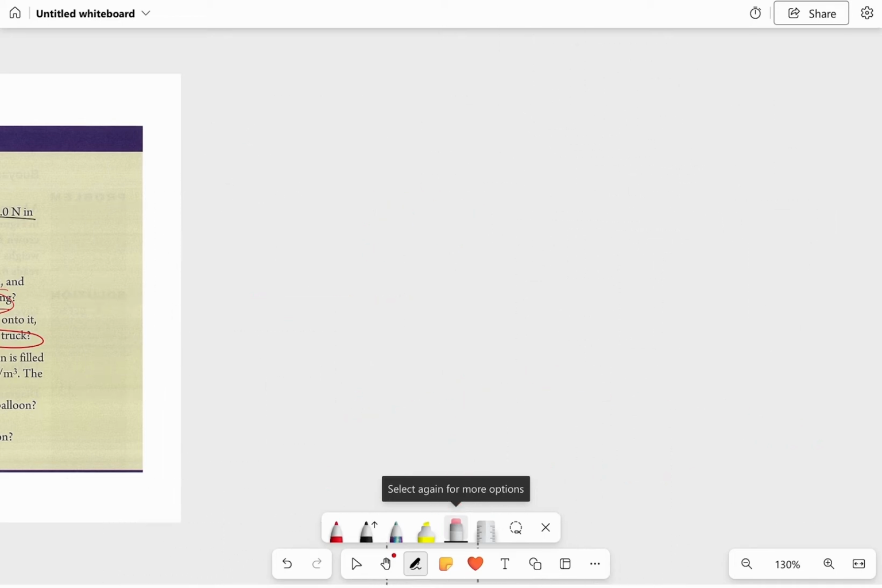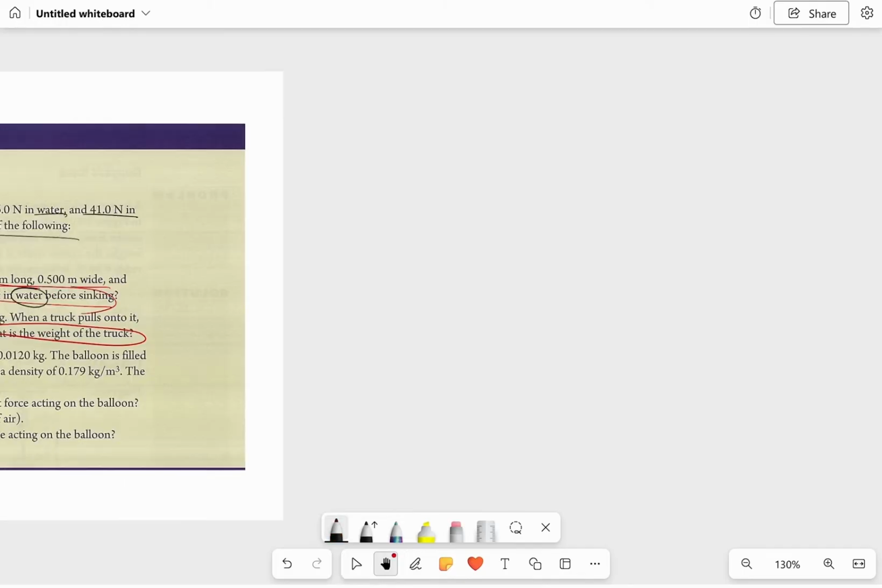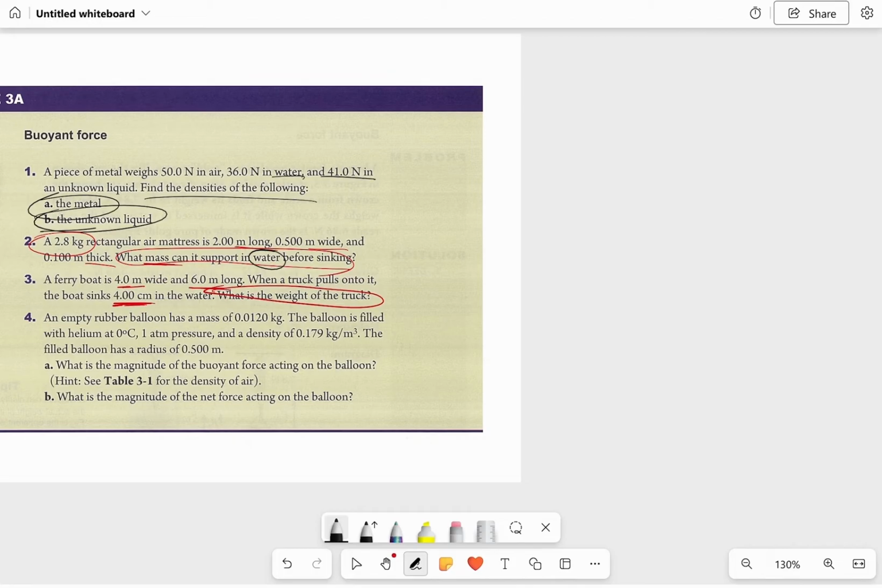Sorry. Now you have what? You have width, which is equal to 4 meters. You have length, which is equal to 6 meters. You have height, which is equal to 4 centimeters.